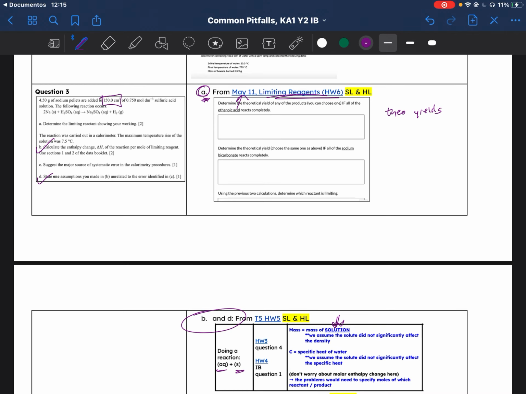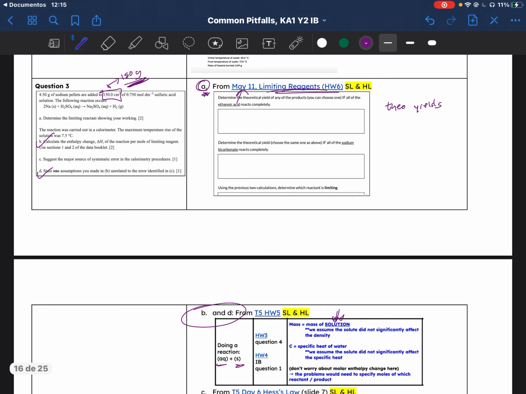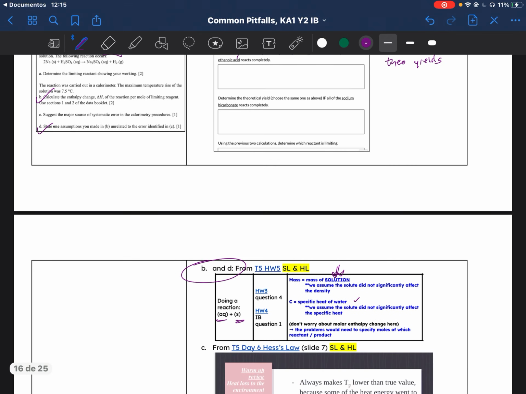That's not the mass of my solution. 150 cubic centimeters, I use a density of water to make this 150 grams. This is the mass that I should have been using. Specific heat, of course, specific heat of water. And then the assumptions we make. Well, we make the assumption, of course, that the solute did not significantly affect the specific heat of water, and that the solute also did not affect the density, so that 150 cubic centimeters to 150 grams was valid. Some people didn't mention that it was the solute and water, so make sure you're being really specific there.